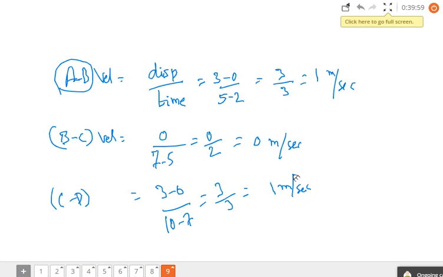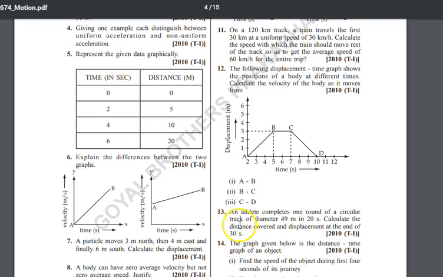13th question. An athlete completes one round of a circular track of diameter 49 meters in 20 seconds. Calculate the distance covered and displacement at the end of 30 seconds.